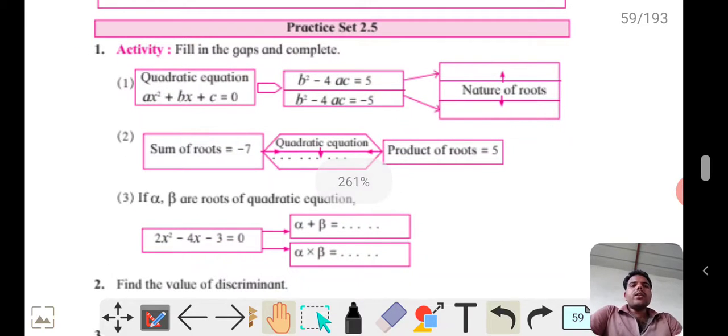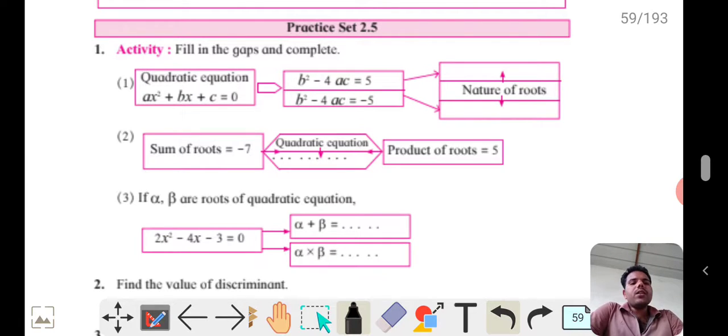Here we have the first activity, fill in the gaps and complete. We have quadratic equation ax square plus bx plus c is equal to 0, and we have the value of b square minus 4ac is equal to 5 and b square minus 4ac is equal to minus 5. We have learned how to write the nature of quadratic equation by knowing the value of b square minus 4ac, that is the value of delta. In the first bracket we have b square minus 4ac is equal to 5, that is our value of delta is greater than 0, so the nature of roots is real and unequal.